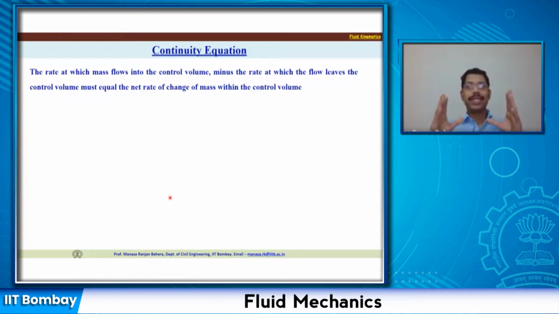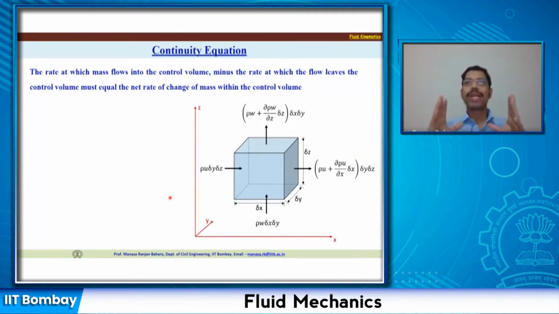Now, to understand that, let us consider a fluid element. Okay, this is one fluid element, and in this I have the axes which are x, y, and z. X, y are the horizontal axes, and z is the vertical axis. X is positive in the right direction, y is positive this way, and z is positive upwards. Okay, so now we have a fluid element which has dimensions of delta x, delta y, and delta z in all three directions. Okay, so now let us look at the flow through these surfaces.